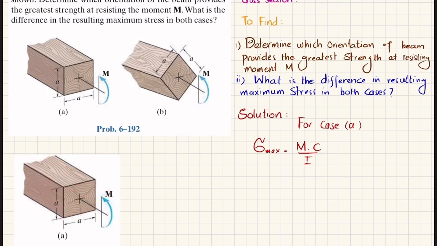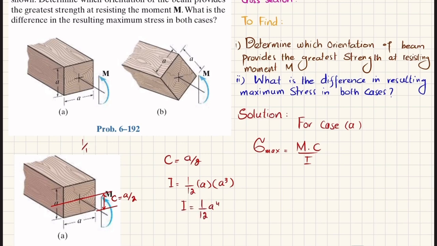So maximum stress is equal to M times C divided by I. C is equal to A divided by 2 if you take this horizontal axis. C is the maximum distance from the neutral axis to the outer surface. So this is C and this is equal to A by 2. What is the moment of inertia for this square? It will be equal to 1 over 12 B H cube, where breadth B is A and height is also A. So A cube, so I is equal to 1 over 12 A power 4.